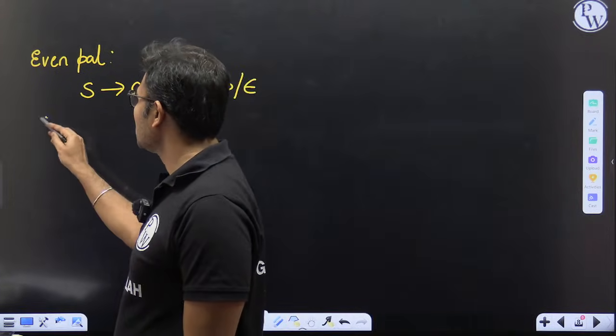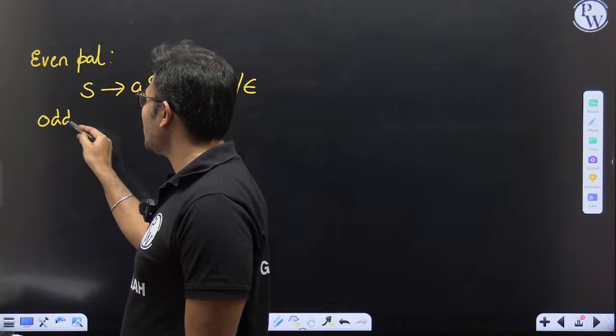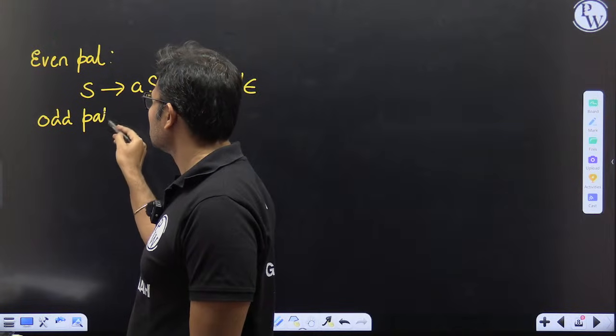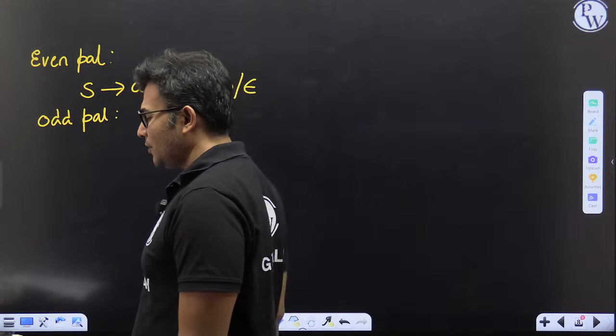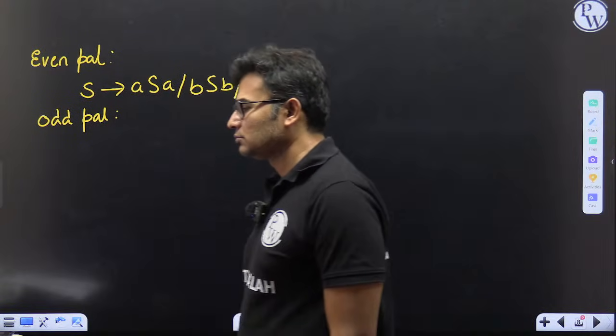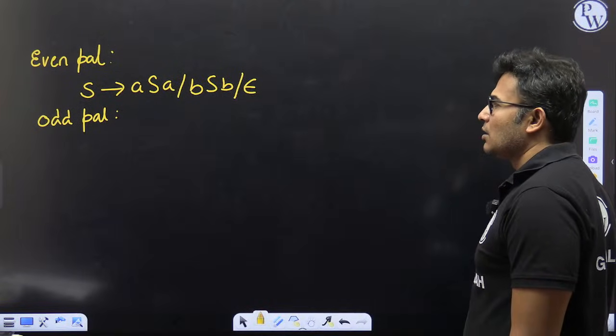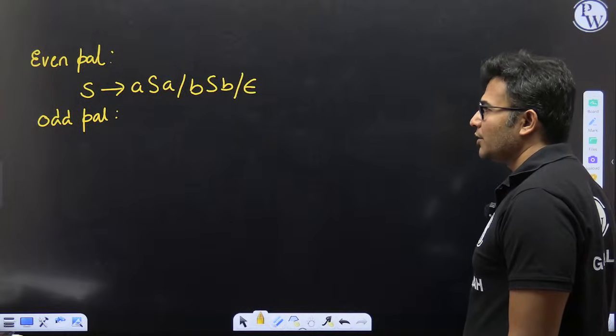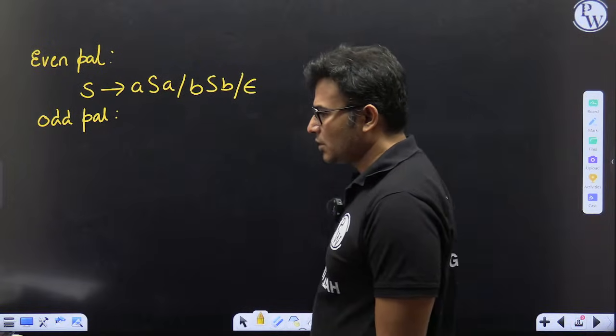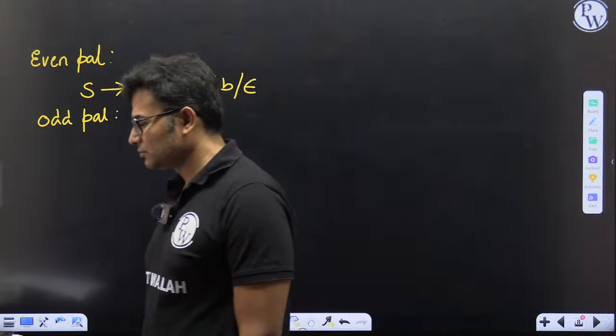Now tell me odd length palindromes. What is the context-free grammar for odd length palindromes?